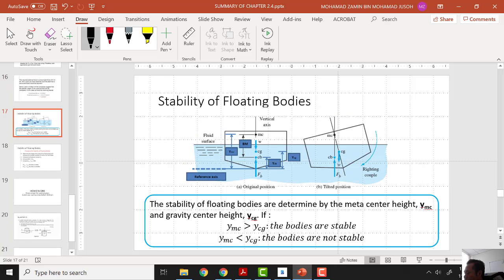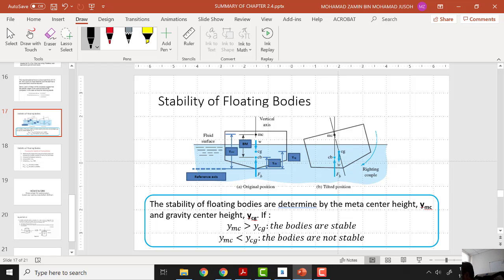Now we will look at the last one, stability of a floating body. What is stability of floating bodies? Stability of floating bodies is defined by the metacenter height Ymc and the gravity center Ycg. If Ymc is larger than Ycg, the body is stable. If Ymc is lower than Ycg, the body is not stable.